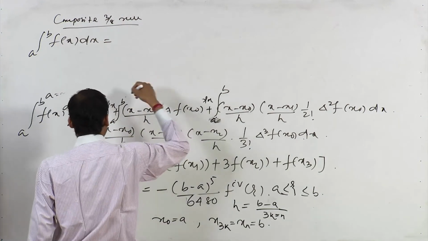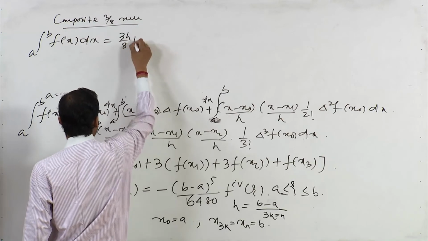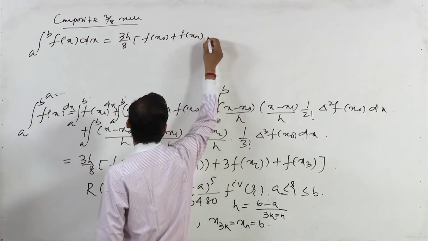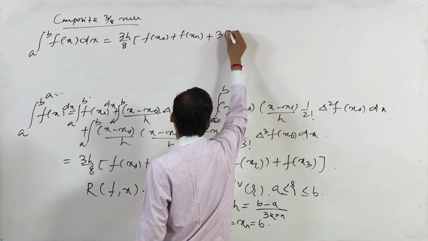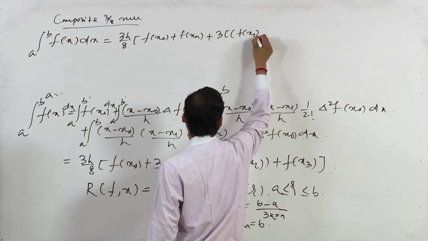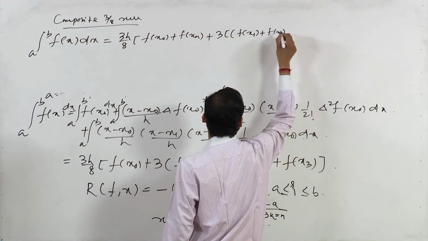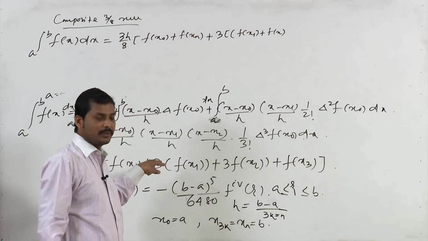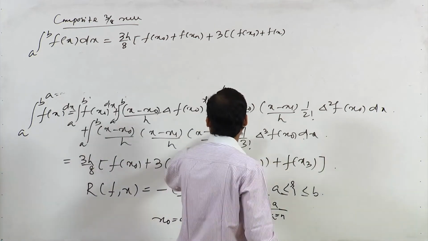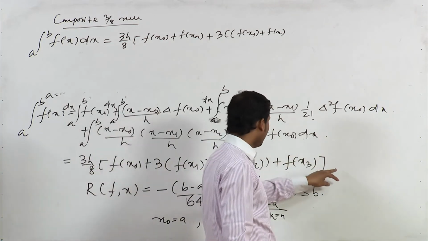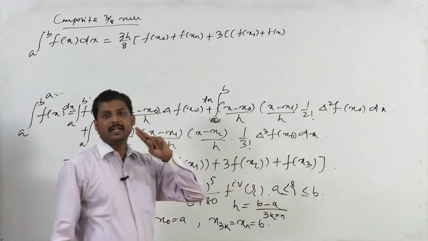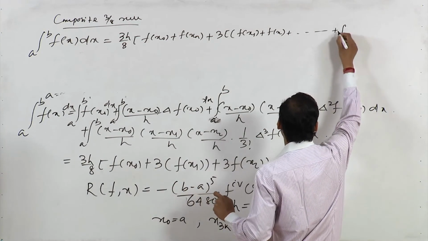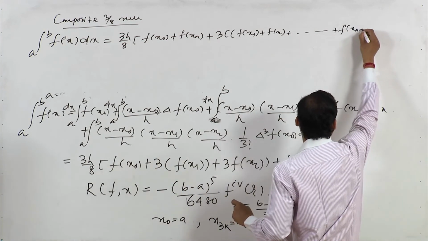Especially it can be written in the form of 3h by 8, times the first point f of x0 plus f of xn, the last point, plus 3 into f of x1, f of x2. If you see here, x1 and x2 take the coefficient 3, and the last point f of x3 is considered as a single coefficient. Again, if you apply this, the starting point will be f of x3 there. So these points go up to f of x of n minus 1.